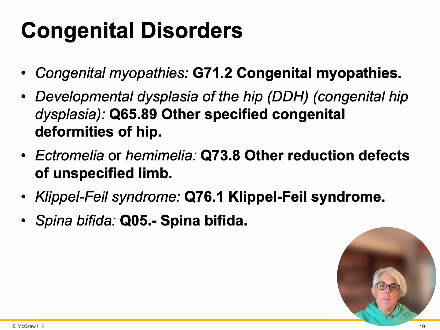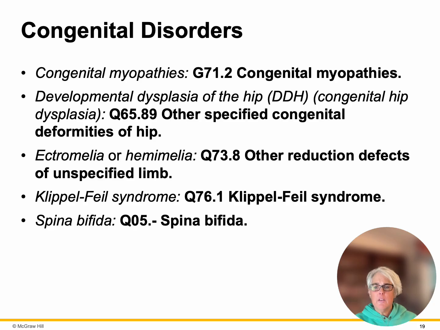Congenital disorders are present at birth and are coded from the Q chapter. Examples include congenital myopathies, G71.2, developmental dysplasia of the hip, limb reduction defects like ectromelia or hemimelia. There's also Klippel-Feil syndrome, which is Q76.1, and spina bifida.